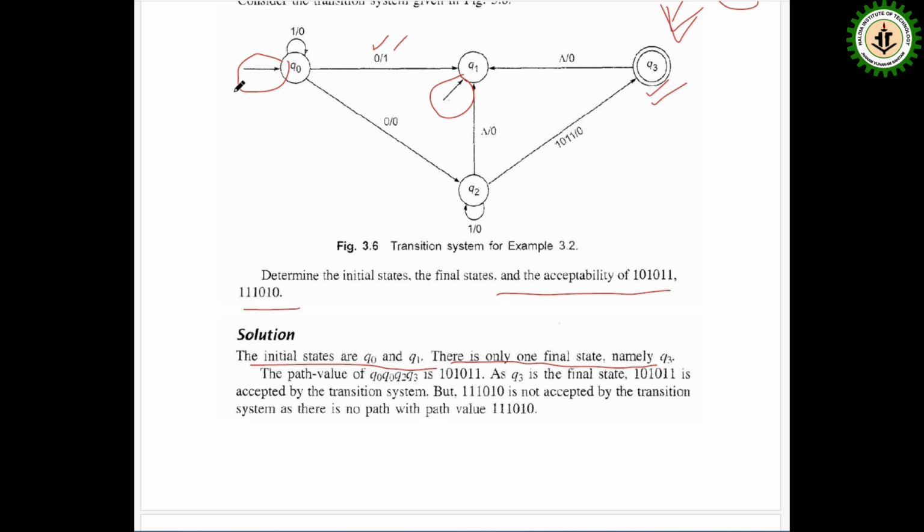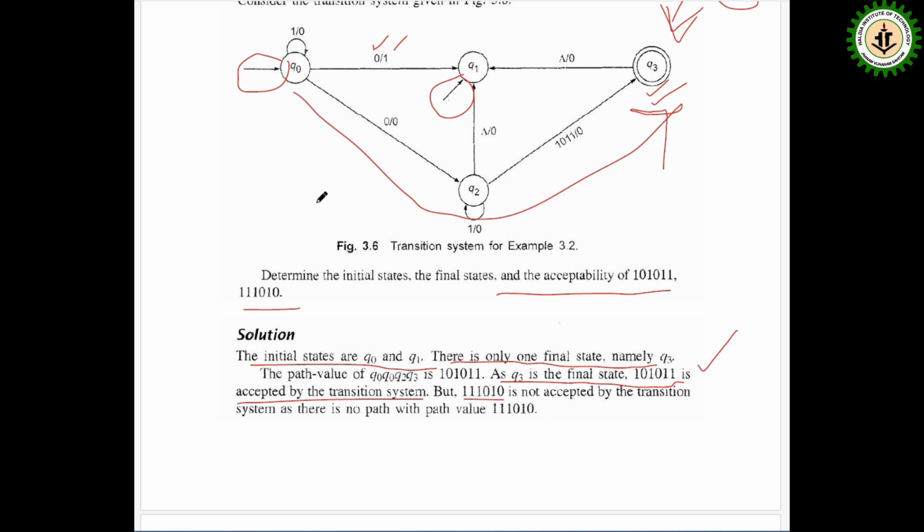Now, the path value of Q0, Q0, Q2, Q3, in that way. First input 1, second input 1, next 0, next 1011. So this reaches Q3, the final state. 10111011 is accepted by the transition system, but the second string is not accepted.